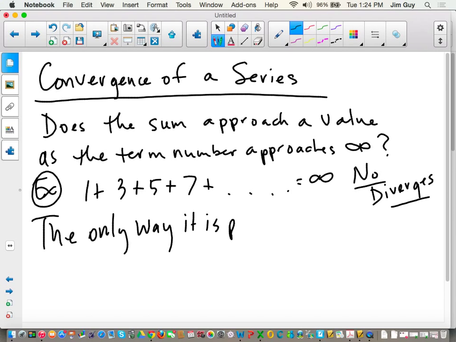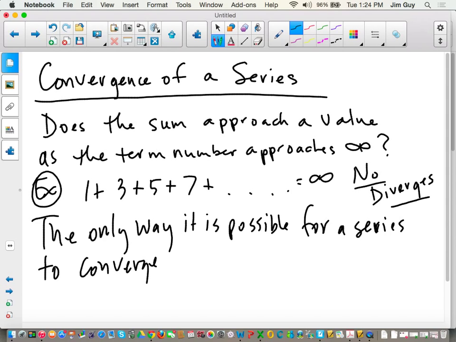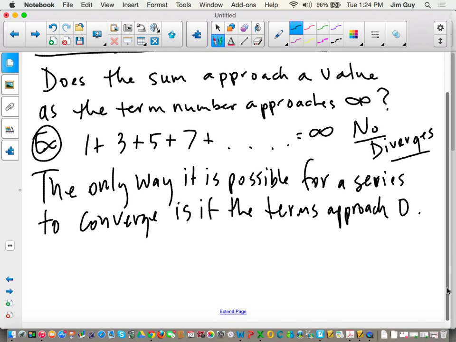So, the only way it is possible for a series to converge is if the terms approach 0. That's the only way it has a chance. So using the one that we had, 1 over n, for an example, 1 plus 1/2 plus 1/3 plus 1/4.